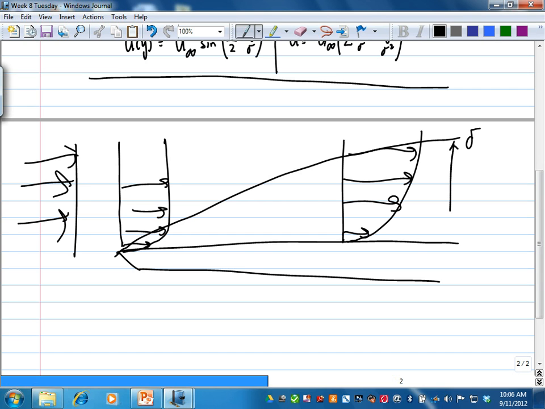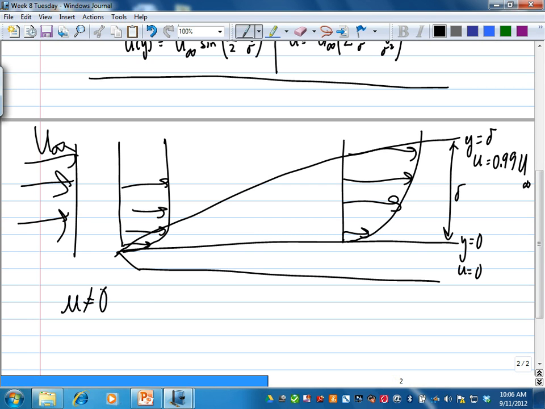This height del. At y equals 0, your u equals 0. At y equals del, your u is more or less u infinity, or 0.99 u infinity. This is u infinity coming in. That's what's happening, and the process is because the fluid has a mu that is not 0.